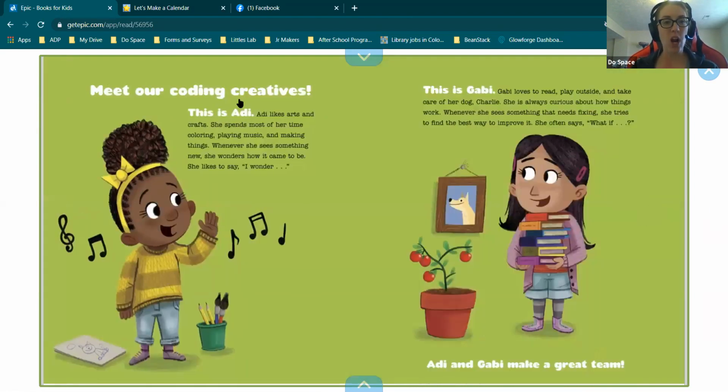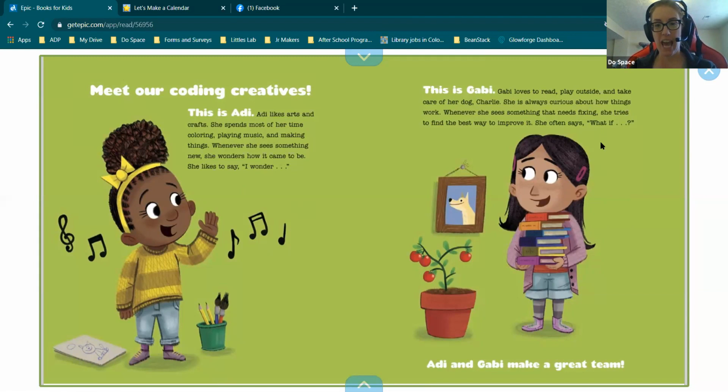So we are going to meet our coding creatives. This is Addie. Addie likes arts and crafts, and she spends most of her time coloring, playing music, and making things. Whenever she sees something new, she wonders how it can come to be. She likes to say, "I wonder." Do you like to do anything that Addie likes to do? Do you like to color? Do you like to make music?